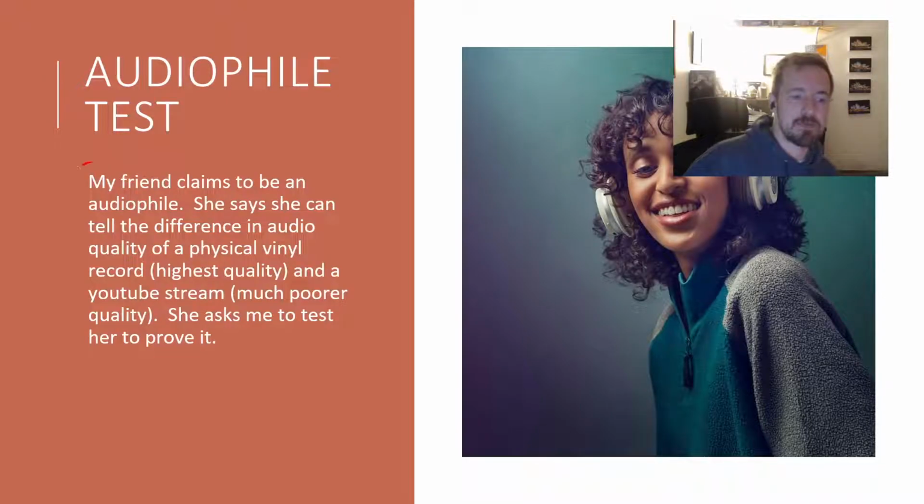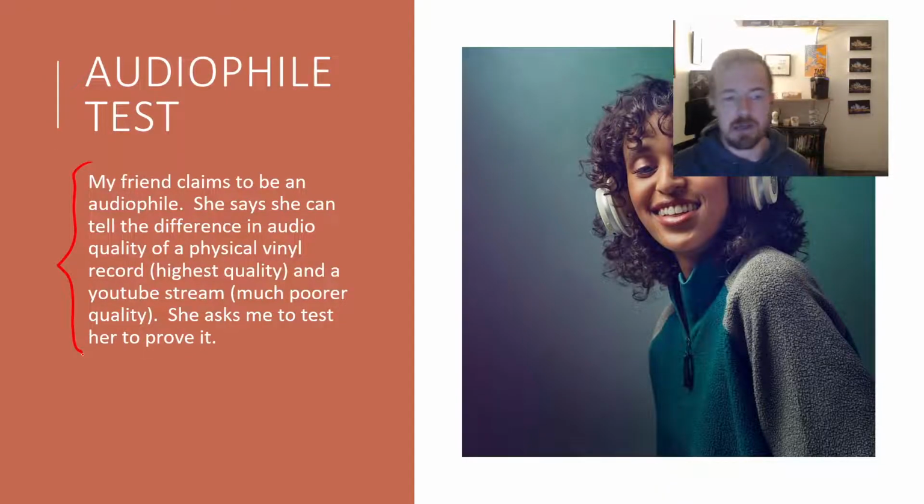So in this case, my friend claims to be an audiophile, and she says that she can tell the difference in audio quality when she's listening to vinyl records, which are the highest quality, versus a YouTube stream, which is much poorer quality. And I don't believe her. I'm like, you know what? I think this is a placebo effect.